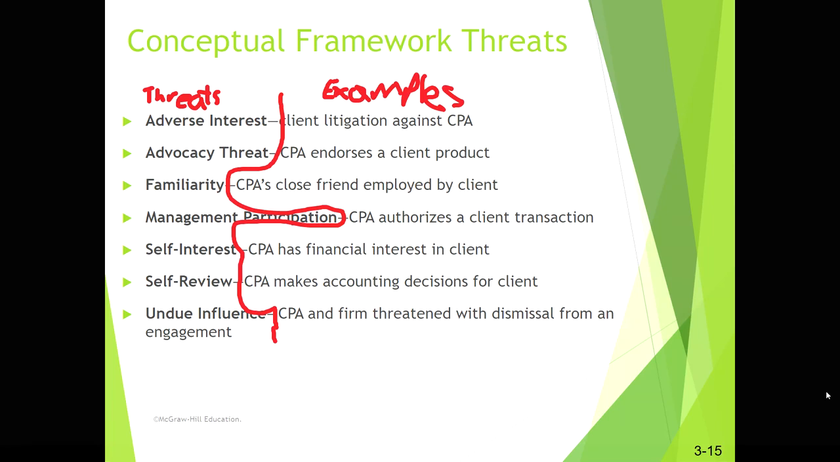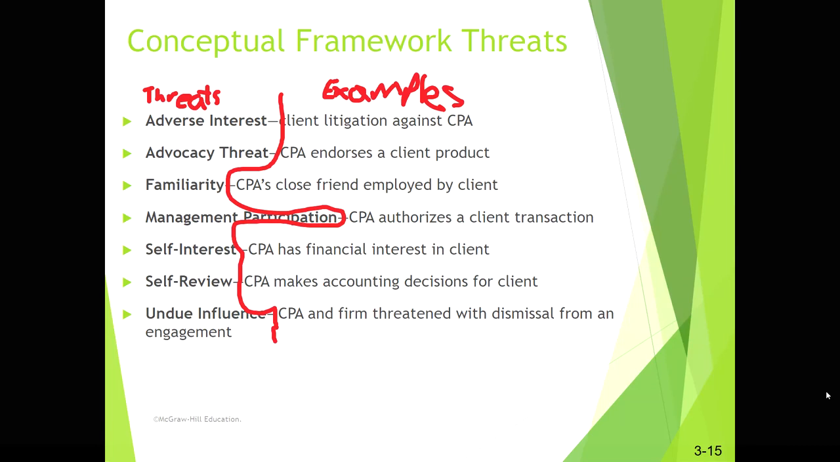Management participation, so that's when the CPA is participating in transactions, in running the business, and so they're authorizing a client transaction. Let's say, for example, the client wants to install a new ERP system, which, the accounting information system is a major part of that. And so if the CPA authorizes it, now all of a sudden they're participating in running the business, and that impacts your ability to be objective.